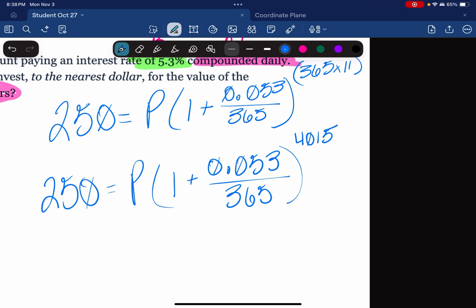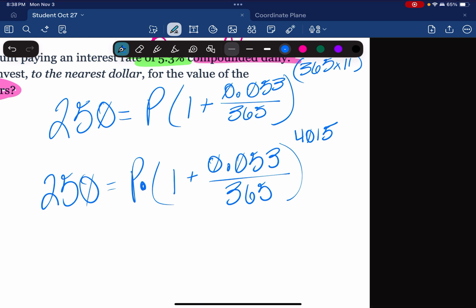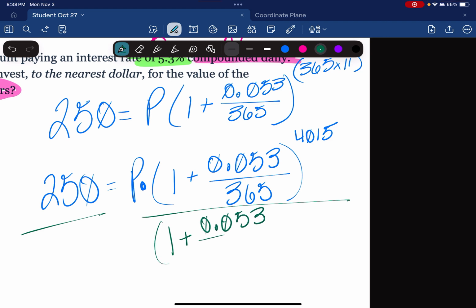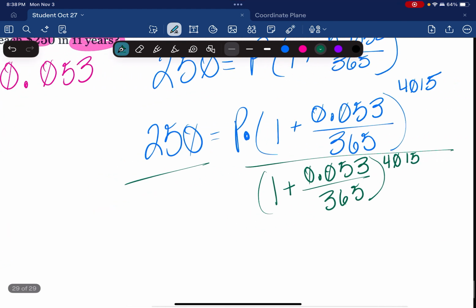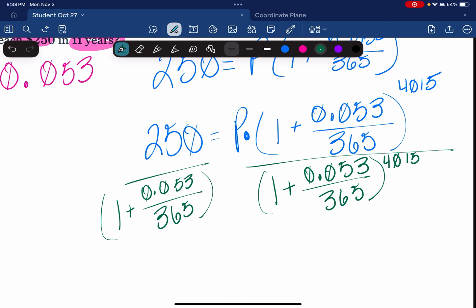Now I need to understand that we are multiplying that all by P, which means I can take that whole line and divide each side by that. So I'm dividing by 1 plus 0.053 over 365 raised to 4015. And again on this side, 1 plus 0.053 over 365 raised to 4015.